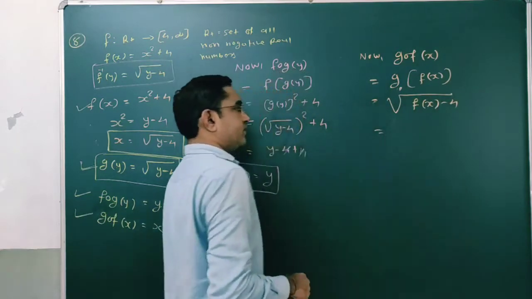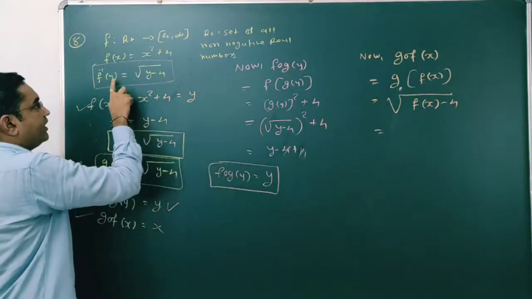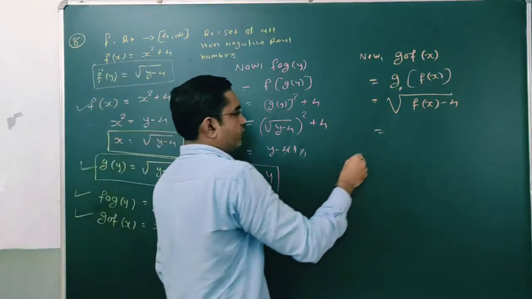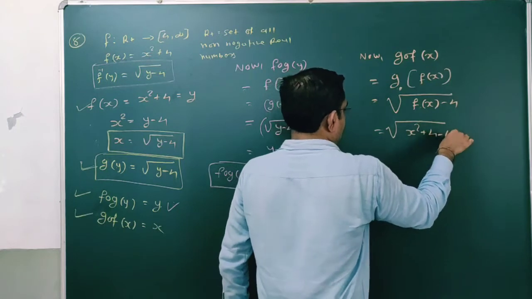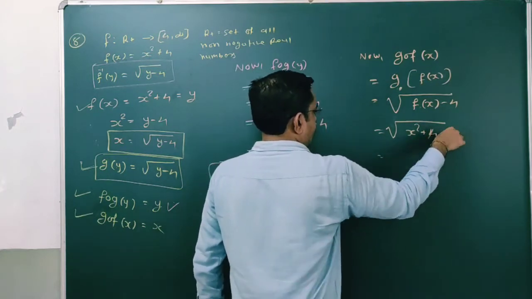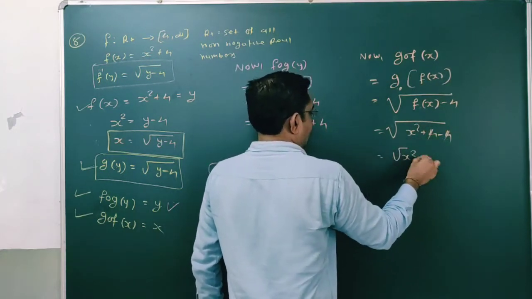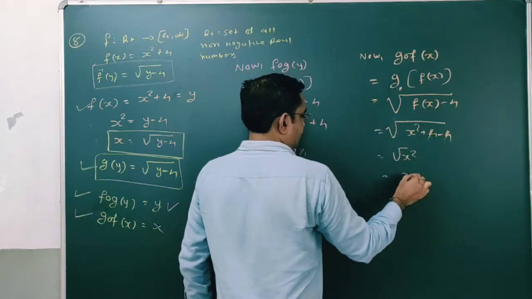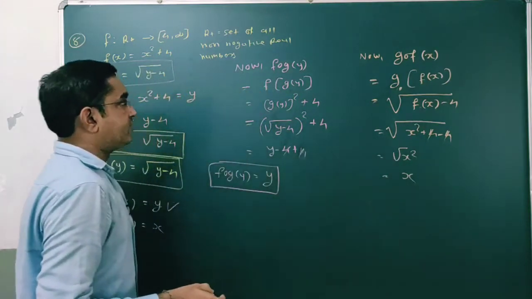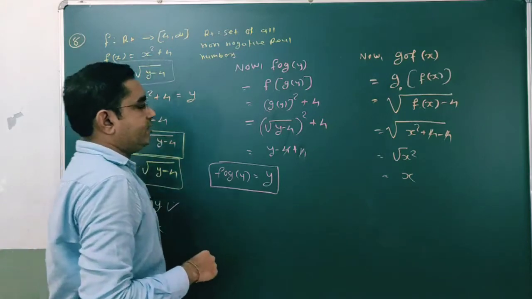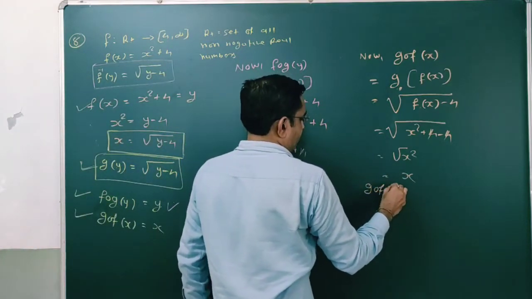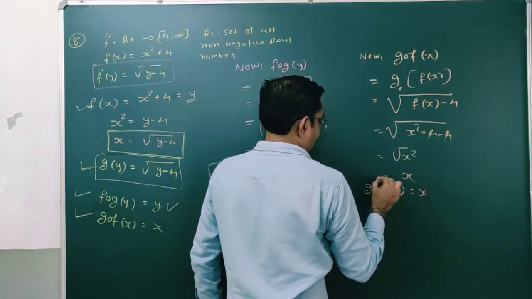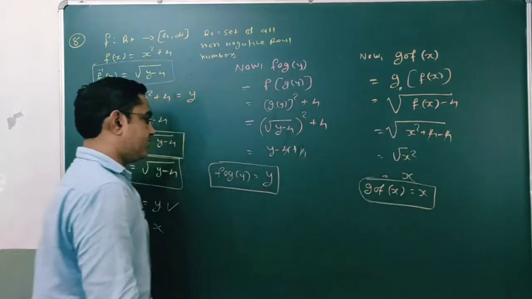This is the definition of the function. Now what is f of x? f of x is x square plus 4. So here square root of f of x is x square plus 4 minus 4. So this will be plus 4 minus 4 cut, square root of x square. So plus and minus will not come, only plus will come, because our function is defined on non-negative real numbers. So it's plus x. So again we are getting gof x equal to x.